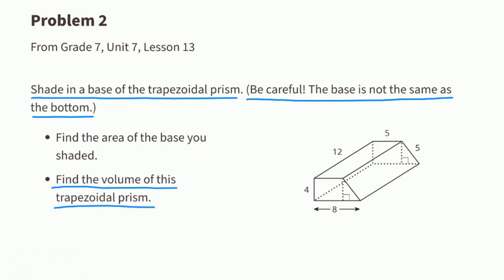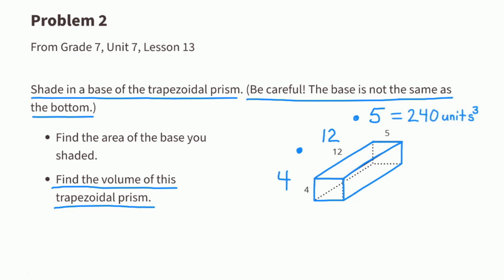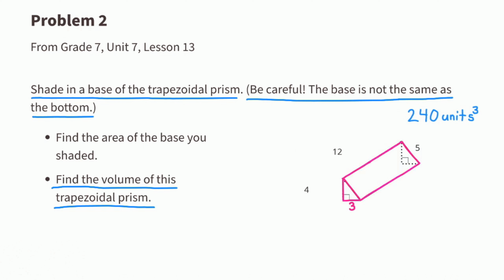Find the volume of this trapezoidal prism. I'm going to treat it as 2 prisms, a rectangular prism and a triangular prism. The dimensions for the rectangular prism are 4 by 12 by 5. So we multiply 4 times 12 times 5. It has a volume of 240 units to the 3rd power, or 240 cubic units. We need to add that to the volume of the triangular prism.